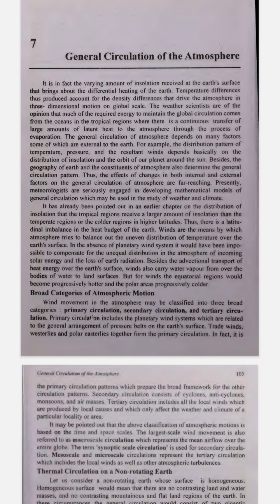4. How does this help the Earth? This whole system of three cells, Hadley, Ferrel, and polar, helps to spread the heat from the equator to the poles. Without these air movements, some places on Earth would be too hot near the equator, and others would be too cold near the poles.